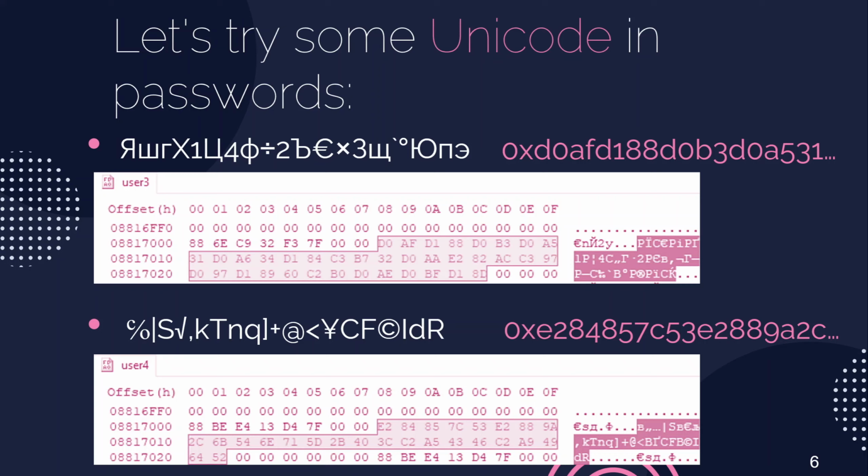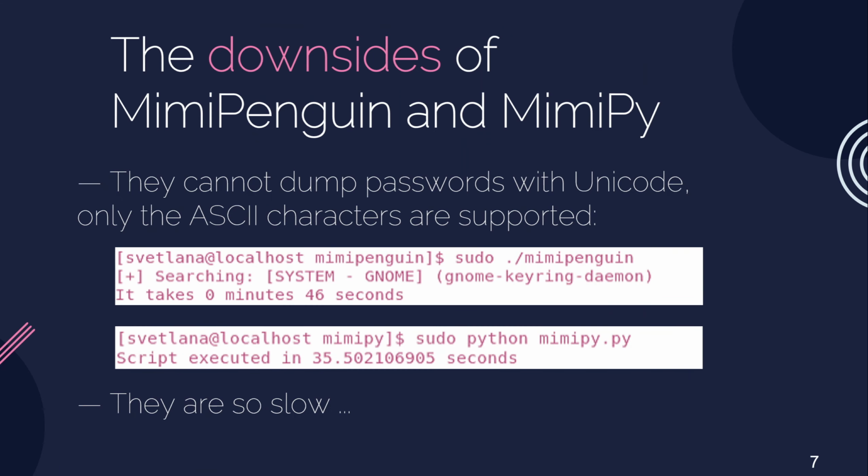Here we have two passwords with Cyrillic alphabet as well as some special symbols like euro and yuan symbols. All of them are stored in process memory. Then we checked if these two tools can reveal and override Unicode passwords. We can see that both these tools are not able to find these passwords. Also, both tools work very slowly, which is a serious drawback.